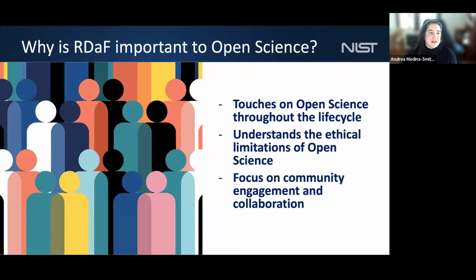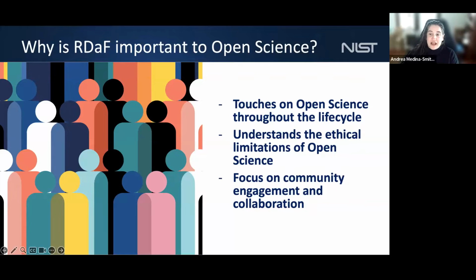Thank you, Bob. So why would a framework like RDaF be important to open science? Well, it touches on open science throughout the life cycle. It captures the goal that this conference is aiming for, to promote the systems thinking that's needed and connect activities across major components of the research system. So it touches on infrastructure, community building, rewards and incentives, and good policymaking and implementation.